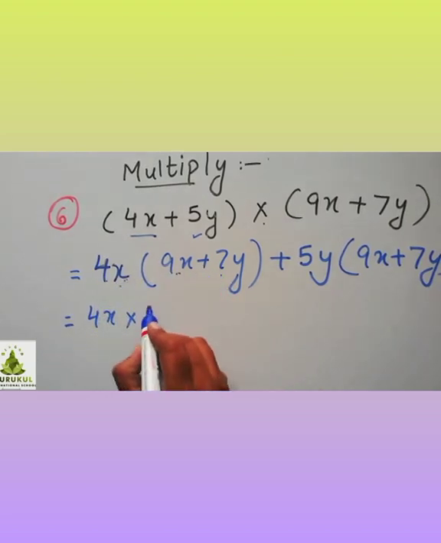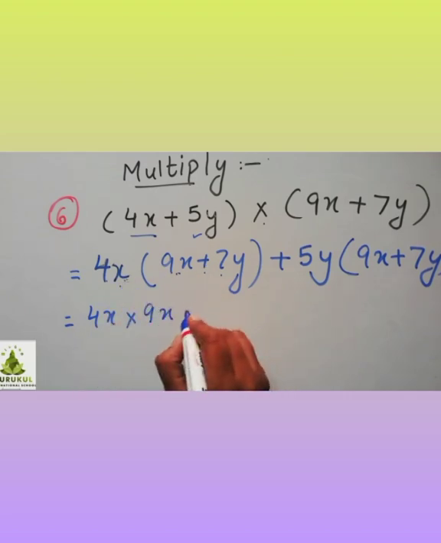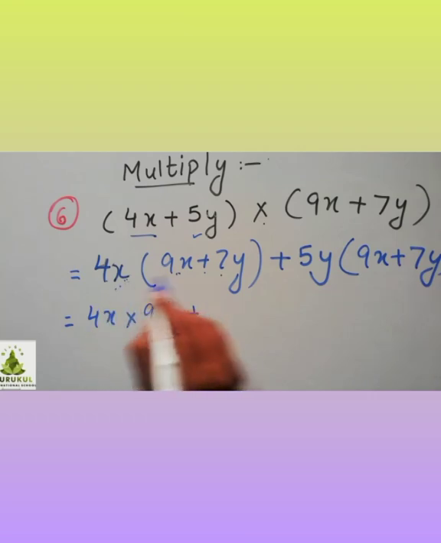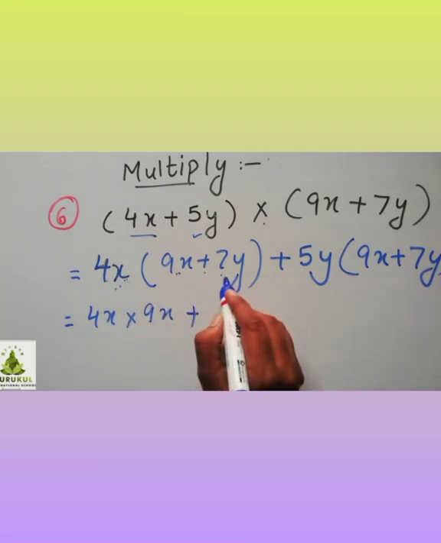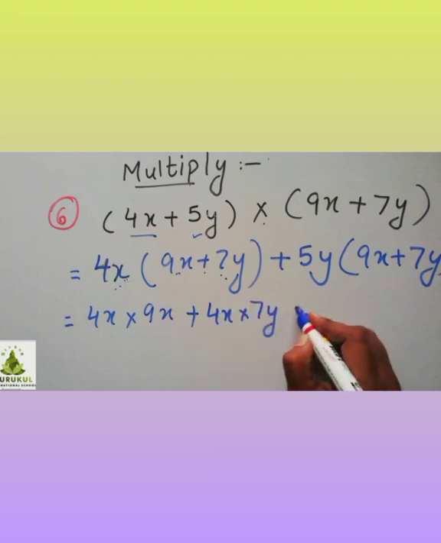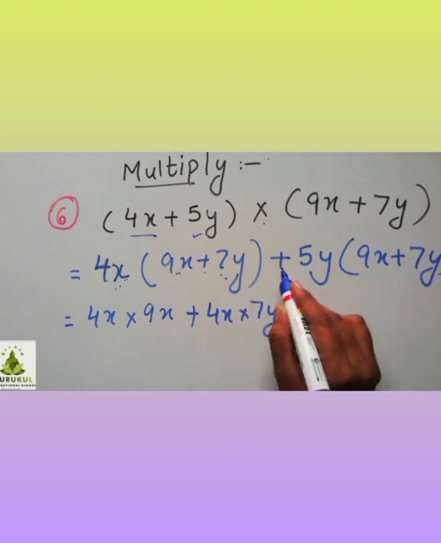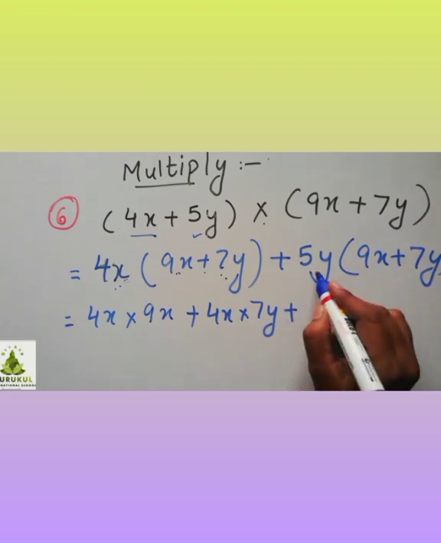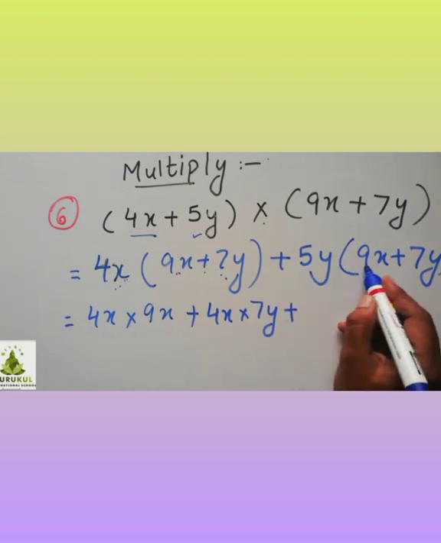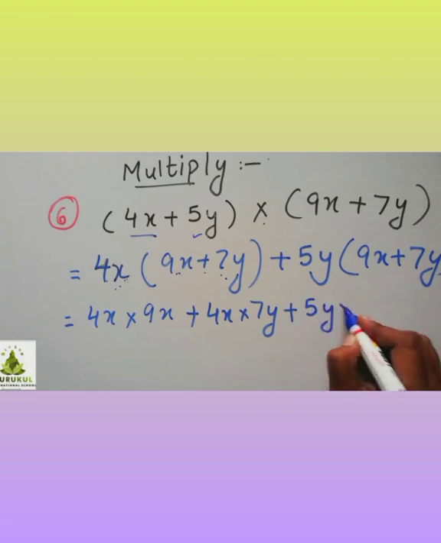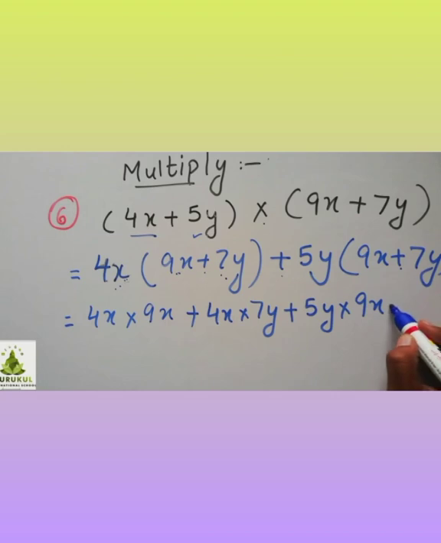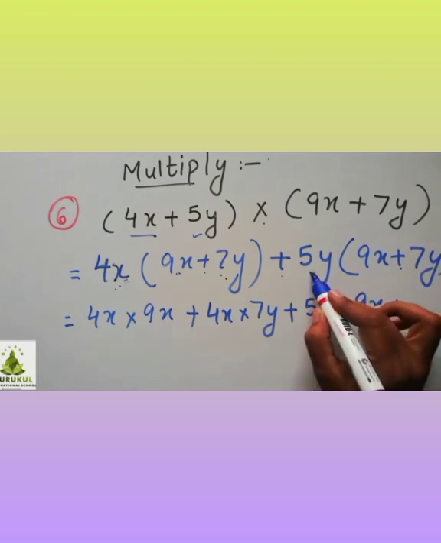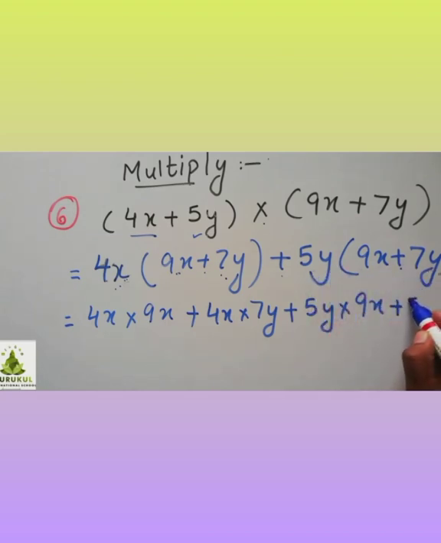See the sign here. So you are getting 4x into 9x. Now what is the sign here? Plus. Put that plus here. 4x into 7y. Now here plus 5y. Plus is the sign here. Put that plus sign here. Now what is here? 5y into 9x. Now plus into plus is plus itself. 5y into 7y.